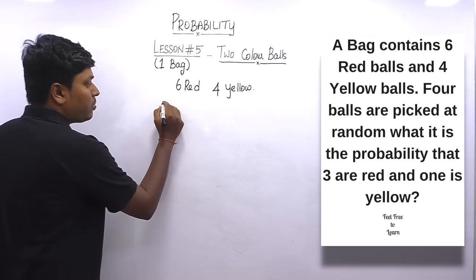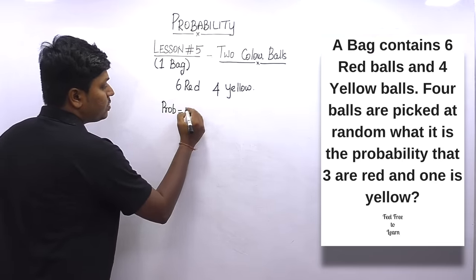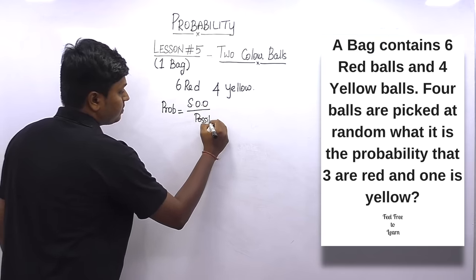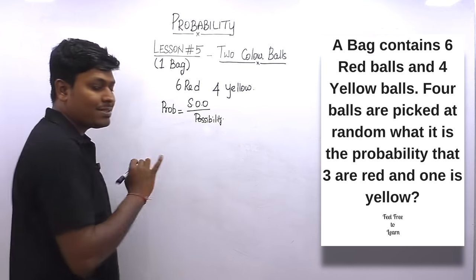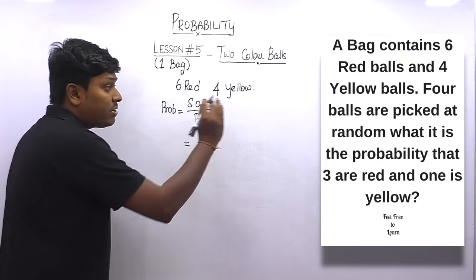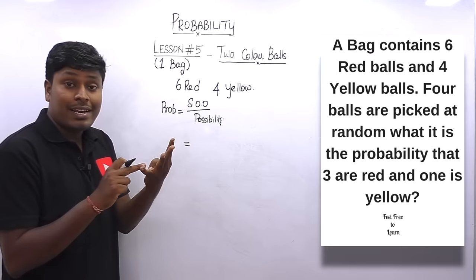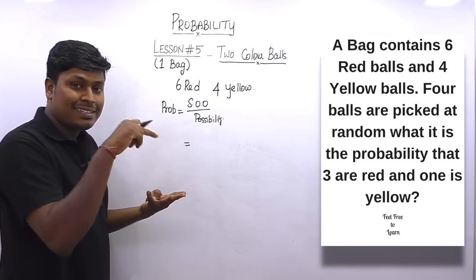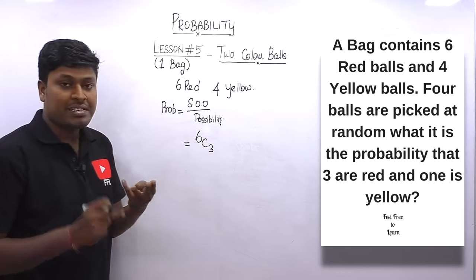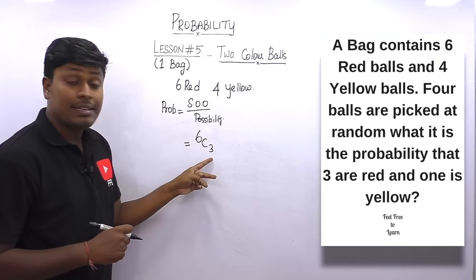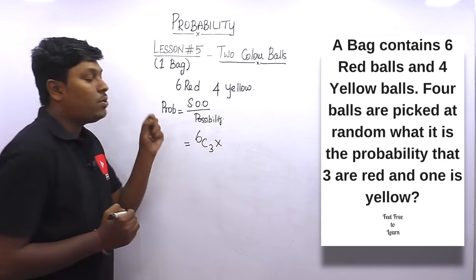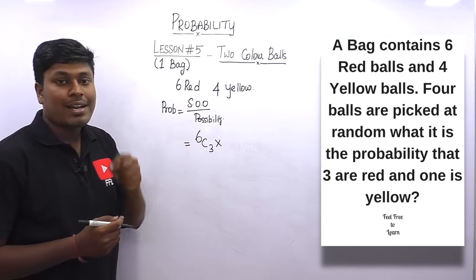First of all, you know the formula for probability, right? Probability is equal to sum of observation divided by possibility. You should not write this in the exam, it is just to understand. According to the question, out of these 4 balls, our target is to pick 3 red. How many red balls are here? 6 red balls. So 6C3, listen carefully: out of 6 red balls, our target is to pick 3 red. And next is "and", which means multiplication, so multiply. And 1 is yellow. Out of 4 yellow, our target is to pick 1 yellow.